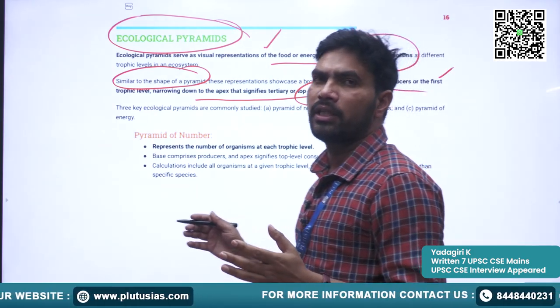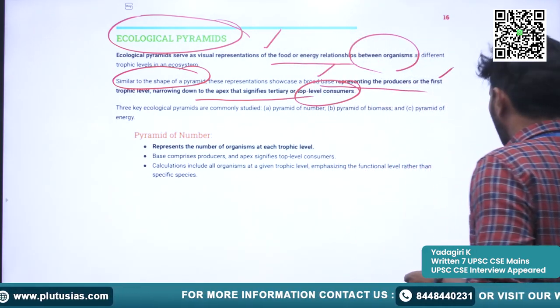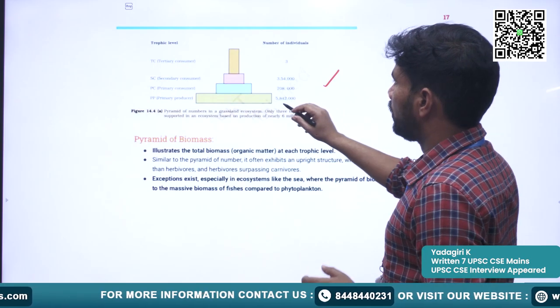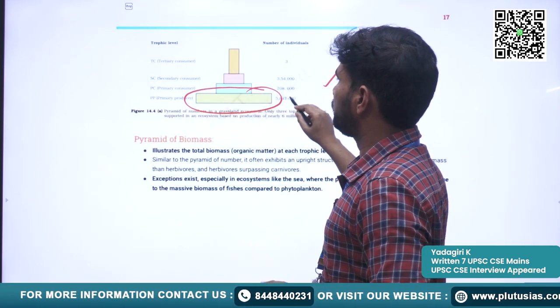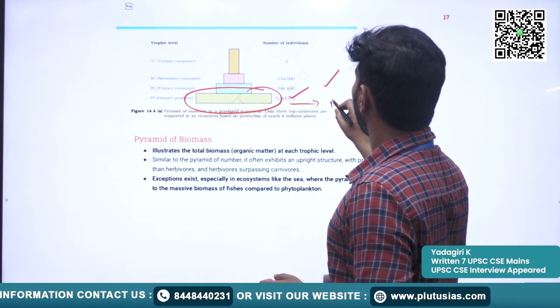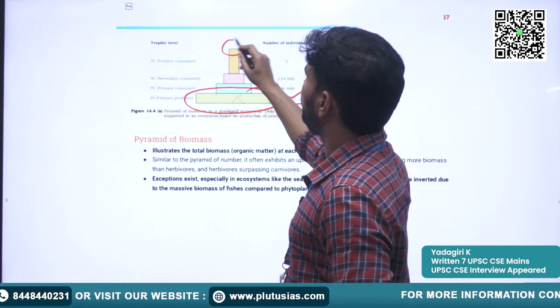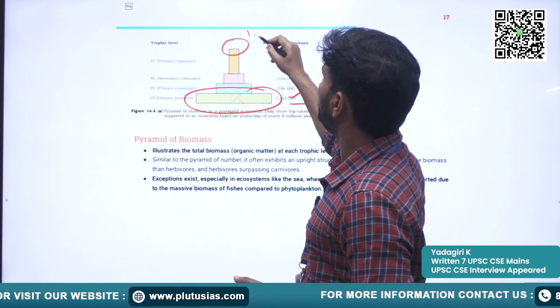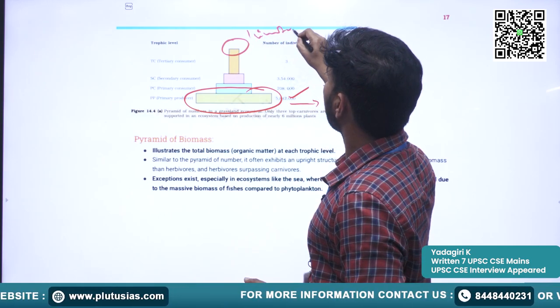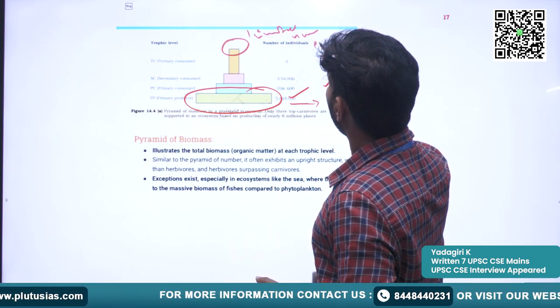Similarly, we can divide these pyramids. I will show you the pyramid. So the pyramid is like this. At the base, there are many organisms. It shows that there are many producers. At the top, a very small size shows a limited number of consumers.